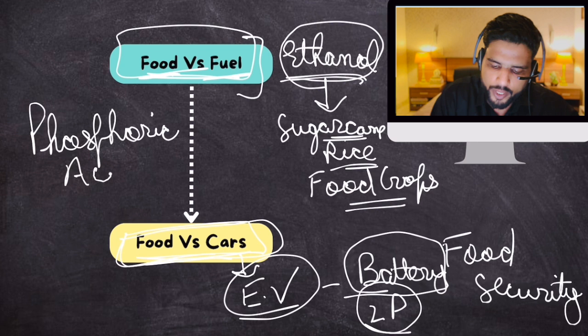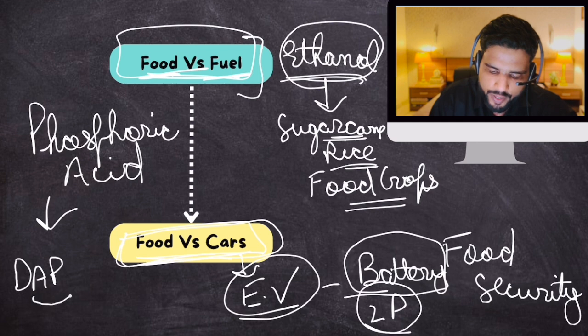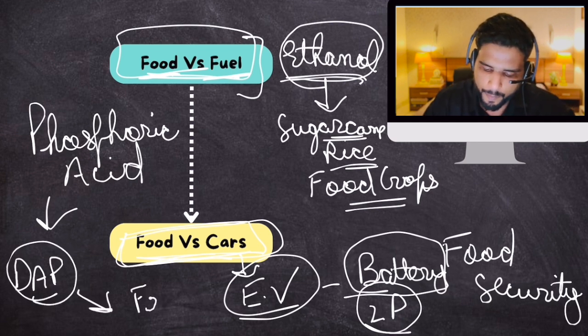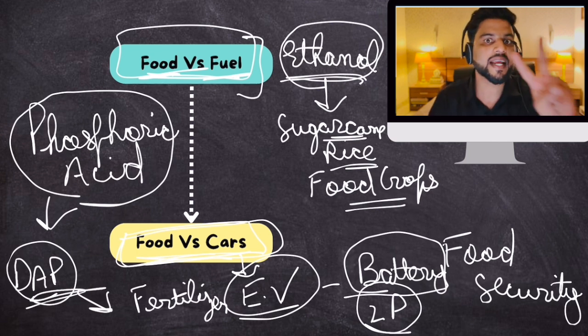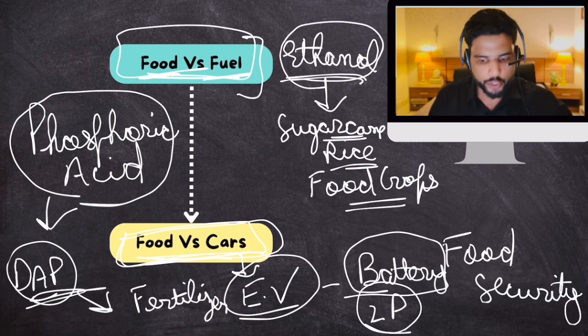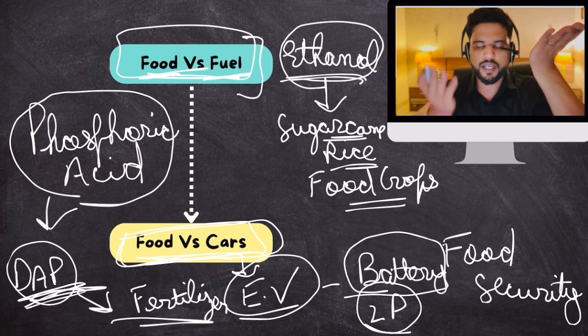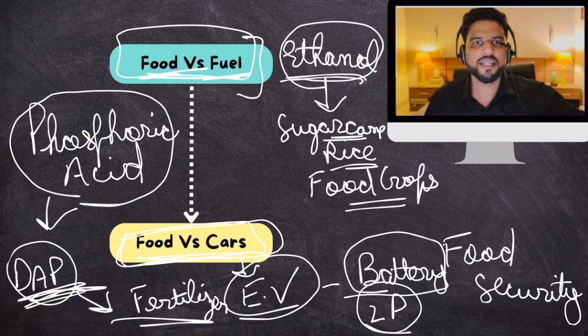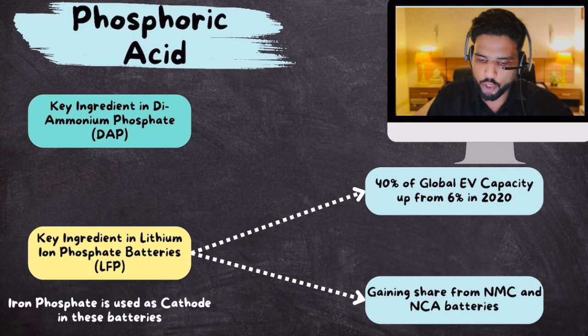Problem is, phosphoric acid is also required in manufacturing diammonium phosphate, which is also a fertilizer. The problem is, if you are diverting more phosphoric acid towards battery production, then less will be left for DAP production. And DAP is the second most used fertilizer in India. So less will be left for DAP production, less fertilizer availability would be there. High demand for fertilizer, less supply of fertilizer, fertilizer inflation. This would impact farmers the most, and it would also impact food security. This is the issue.